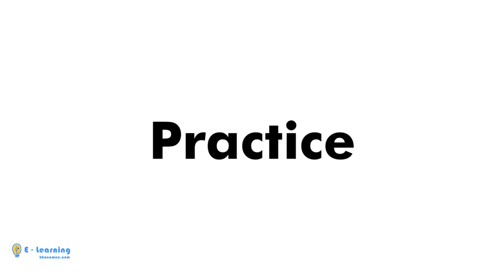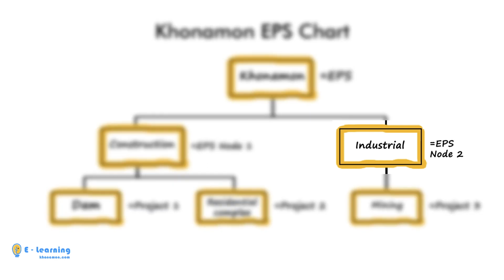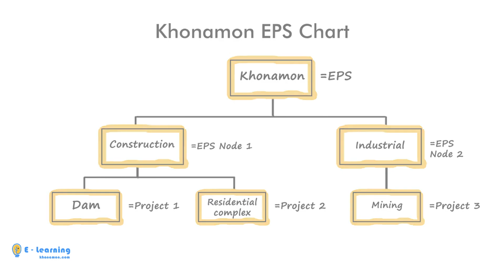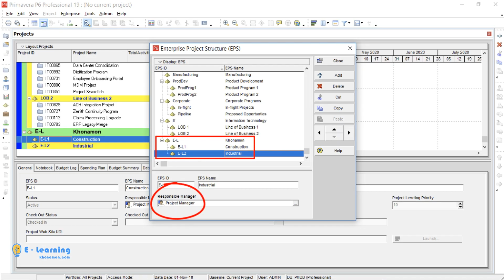Now, practice time. We have prepared Hunamun and construction as EPS in Primavera. Let's pause the video and define industrial as EPS and link it to project manager in OBS. This is how your EPS looks like.